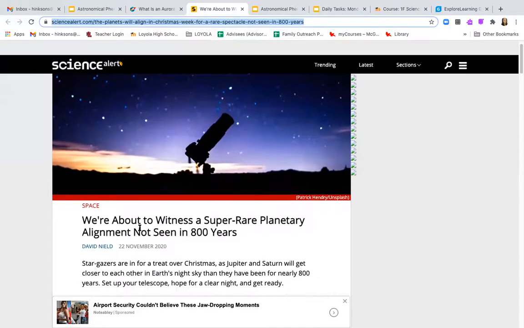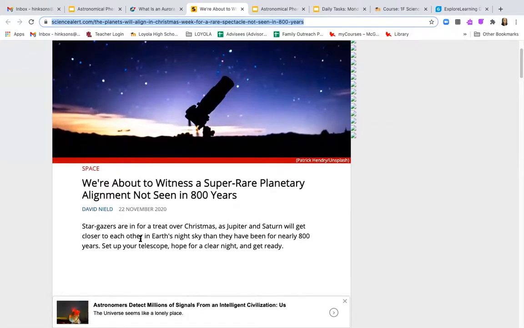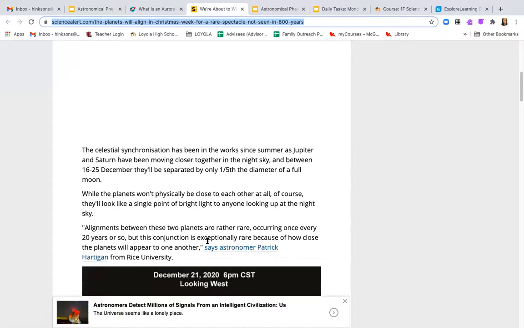So, here we're about to witness a super rare planetary alignment not seen in 800 years. Stargazers are in for a treat over Christmas as Jupiter and Saturn will get closer to each other in Earth's night sky than they have been for nearly 800 years. Set up your telescope, hope for a clear night, and get ready.